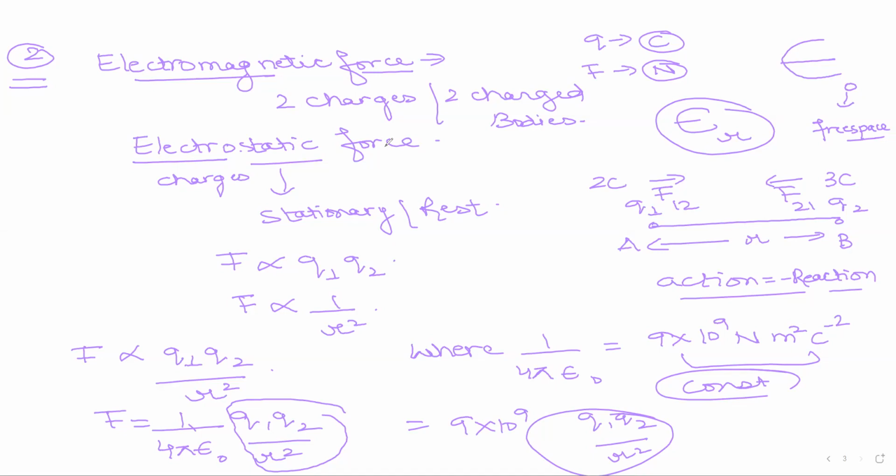is directly proportional to the product of the magnitude of the charges Q1 and Q2, and inversely proportional to the square of the distance between them.